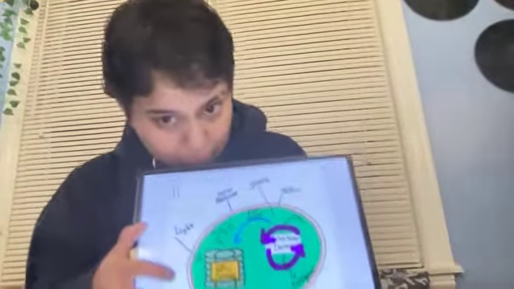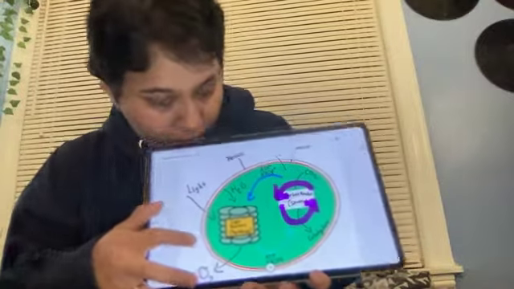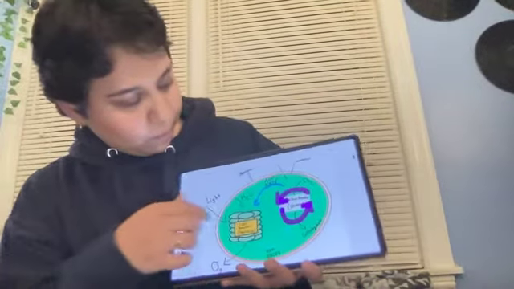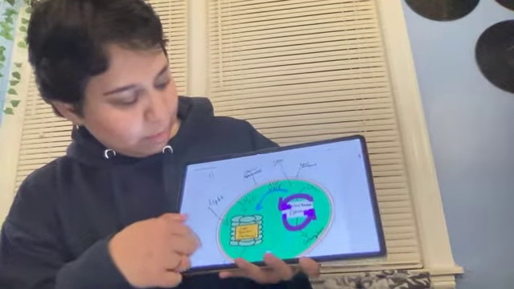Okay, so here is my diagram. Here is my diagram of photosynthesis happening in the chloroplast.